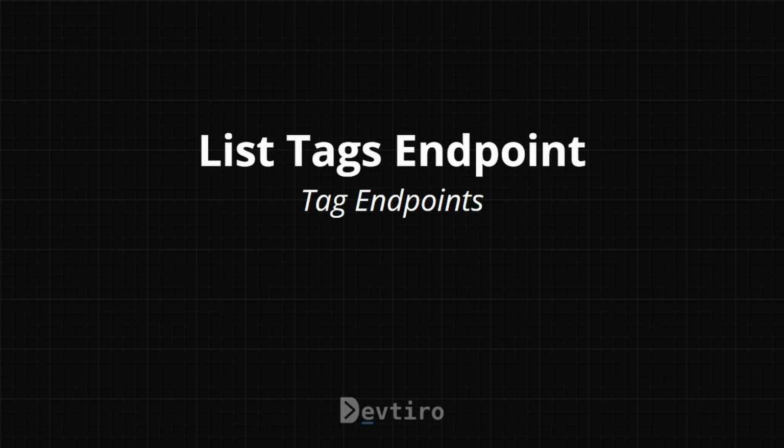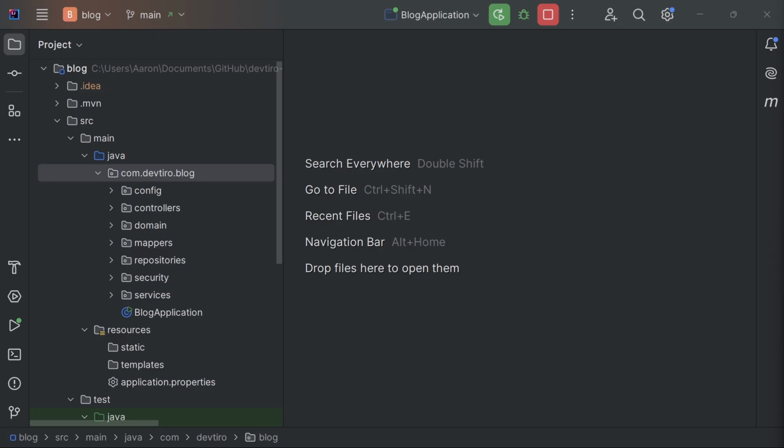In our previous lessons, we implemented user authentication and security for our blog platform. In this lesson, we'll create an endpoint to list all of the tags and their associated post counts. So here we are back in our IDE.